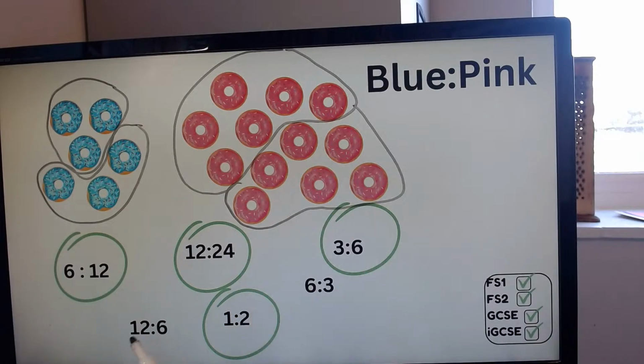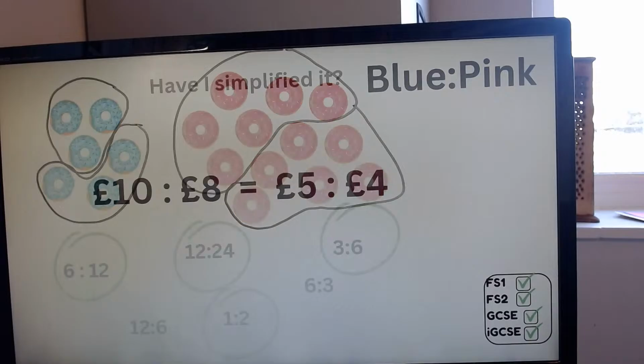The 12 to 6, you might notice, is the wrong way round. I've written it the wrong way round. I've written pink to blue instead. And similarly with the 6 to 3, it's the wrong way round. I've done it pink to blue instead. So both of those ones were just that they were the wrong relationship, the wrong way round.